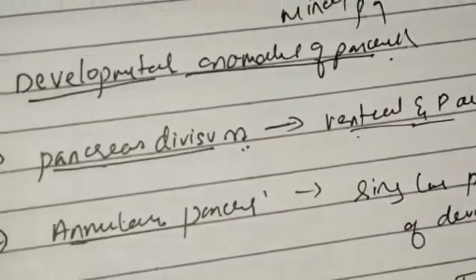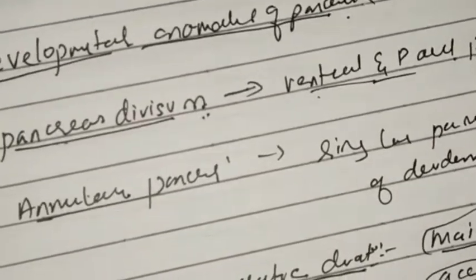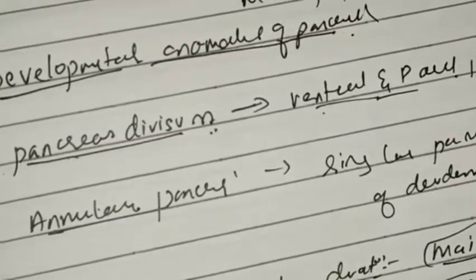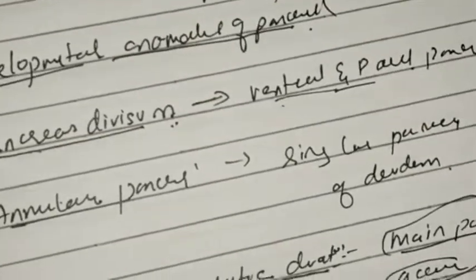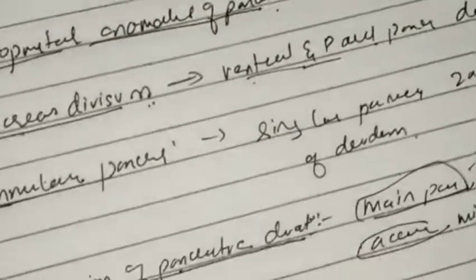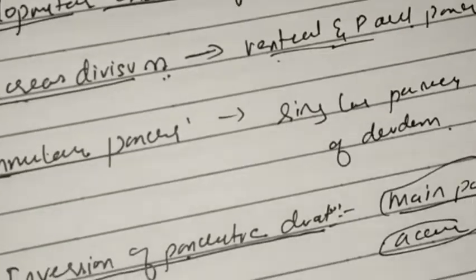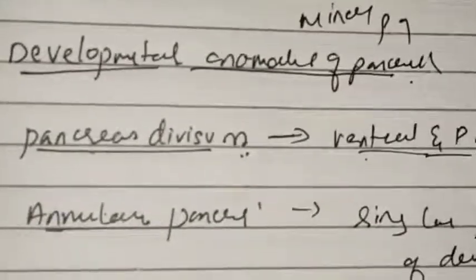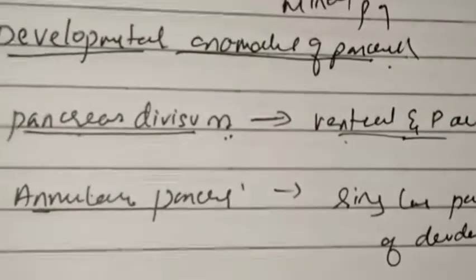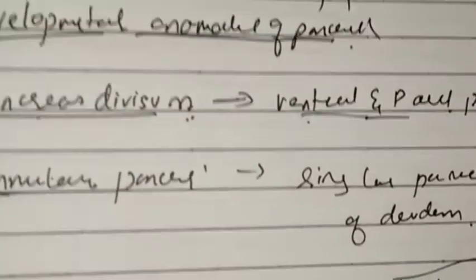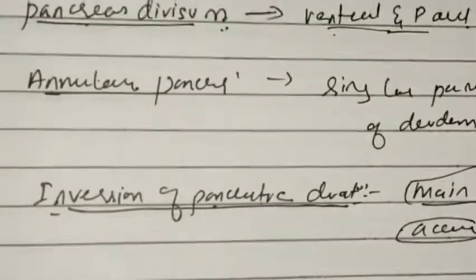Next is accessory pancreatic tissue. Sometimes some accessory pancreatic tissue develops around the abdominal wall or in the other visceral, endodermal organs, like near the duodenum or near the stomach. All these accessory pancreatic tissues may develop.